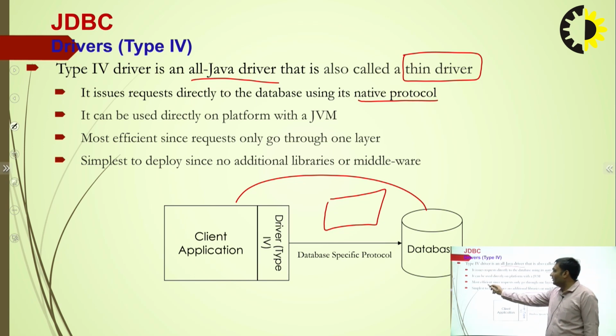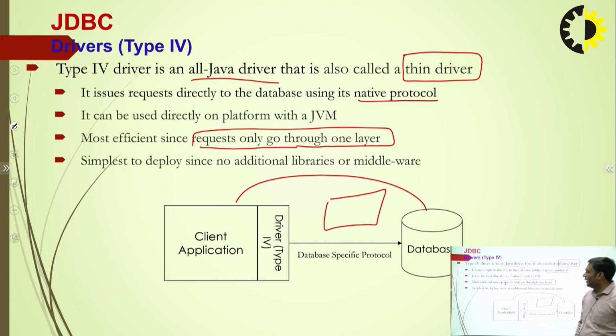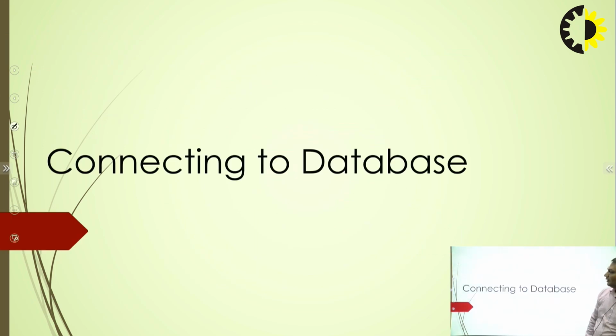This type of driver is the most efficient because the request goes through only one layer, and it is the simplest to deploy as well since no additional libraries or middleware are required to connect our application with the database. So these were the 4 types of drivers that we use to connect our application with the database. Now the next topic is how to connect to the database.